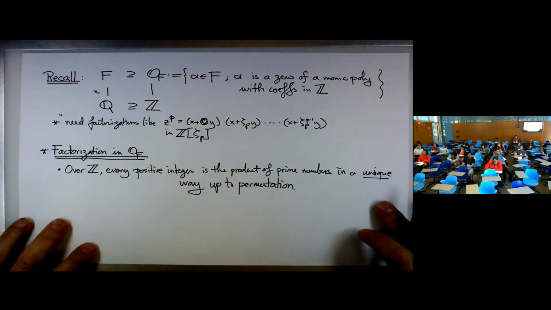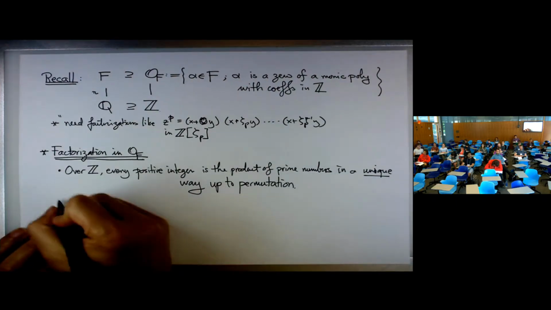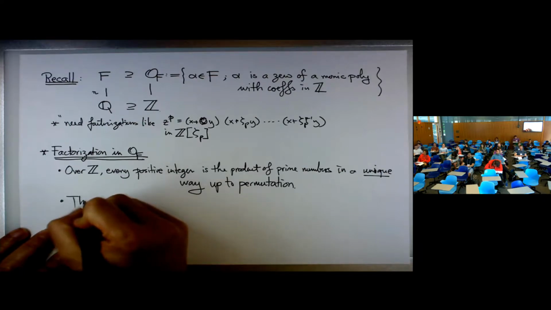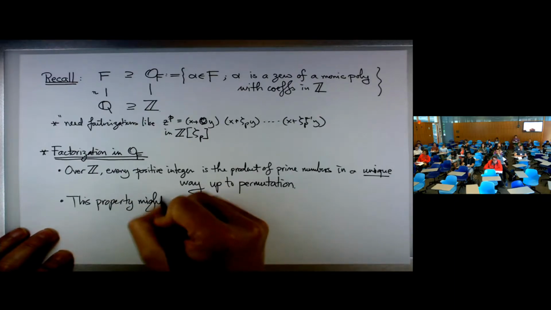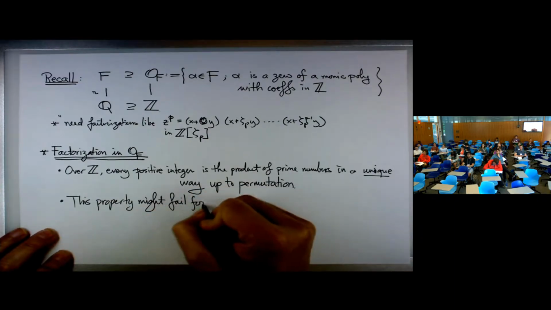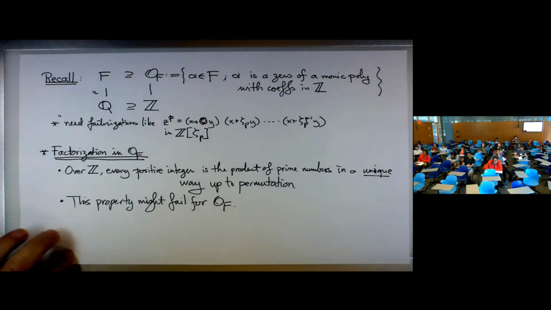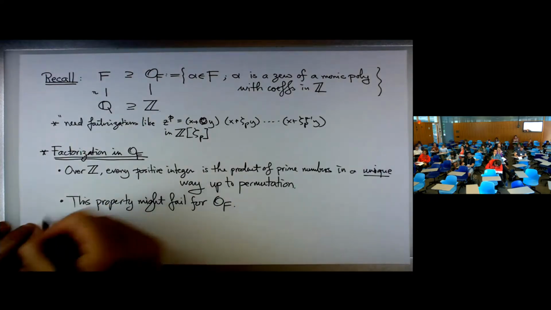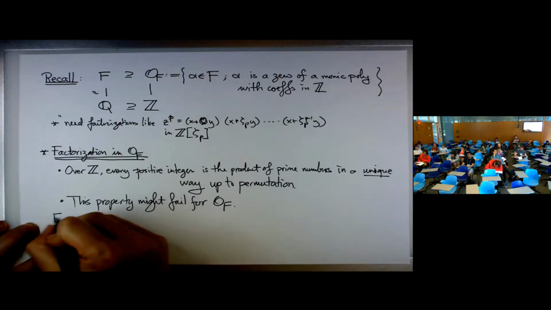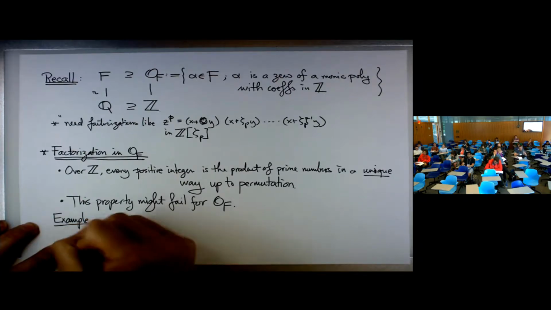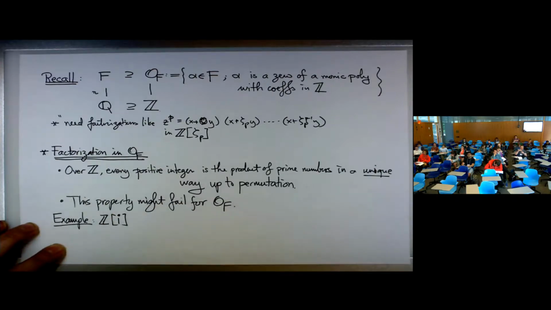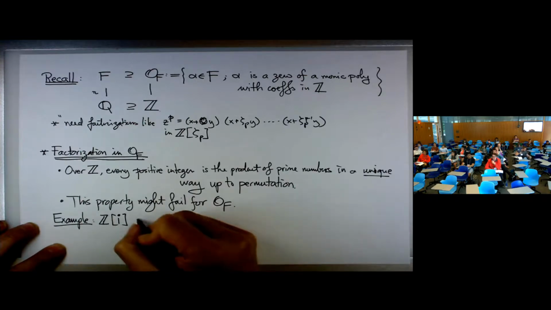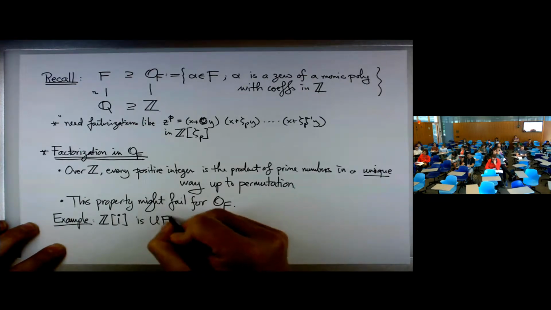Everybody knows that. But the problem is this property might fail for O_F. Instead of talking about a case where it fails, let's talk about the case when it doesn't fail. Let's give an example where you still have unique factorization and see what that means. I'm going to consider Z adjoint i, the imaginary number i. This is going to be a unique factorization domain.